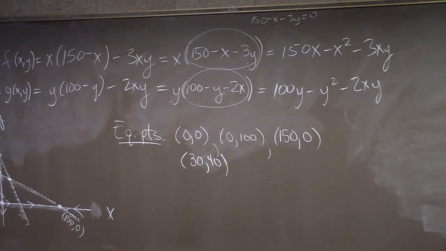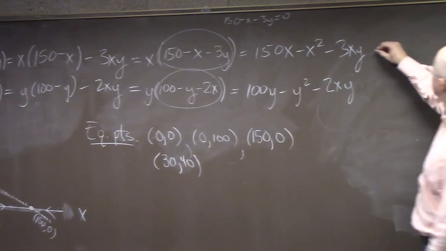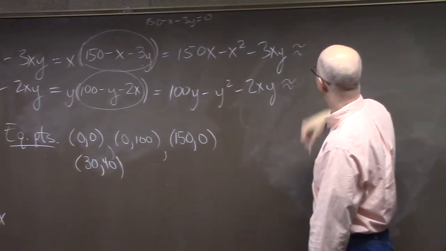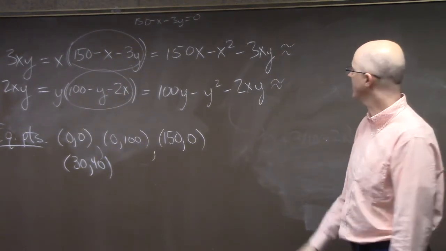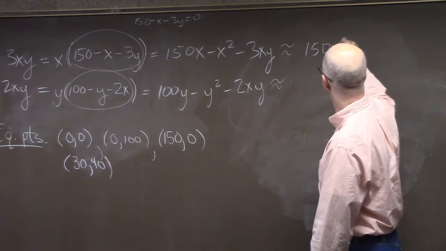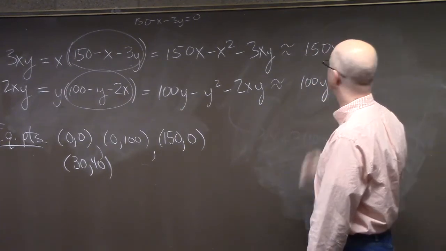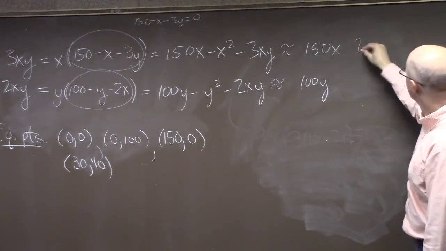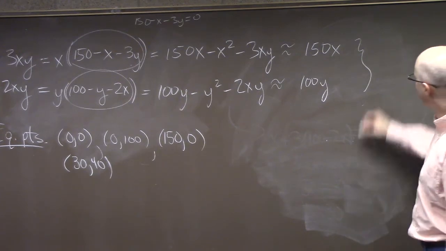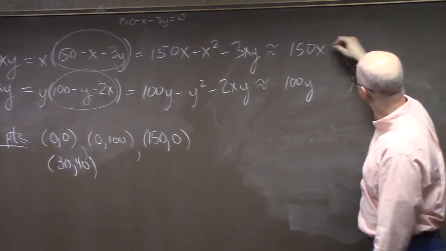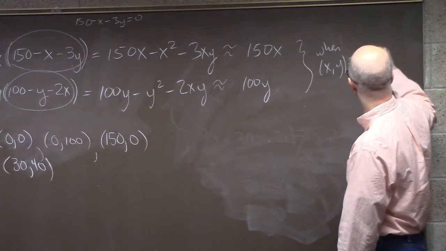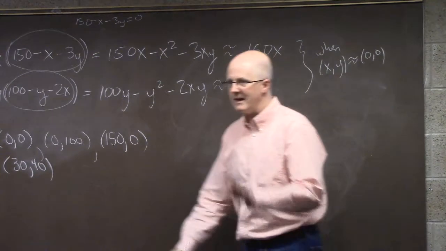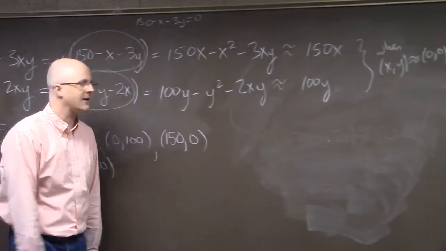When x and y are both close to 0, when you're close to the origin, these are well approximated by throwing away the nonlinear terms, only considering the linear terms, the 150x and the 100y. I forgot to write on the board the other day that this approximation is good when your point is close to the origin. Being kind of fuzzy here, not being real precise about this.